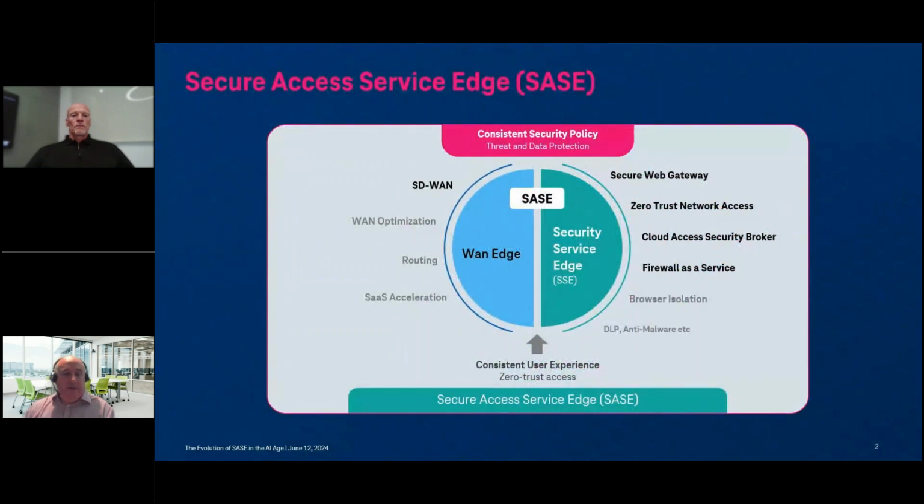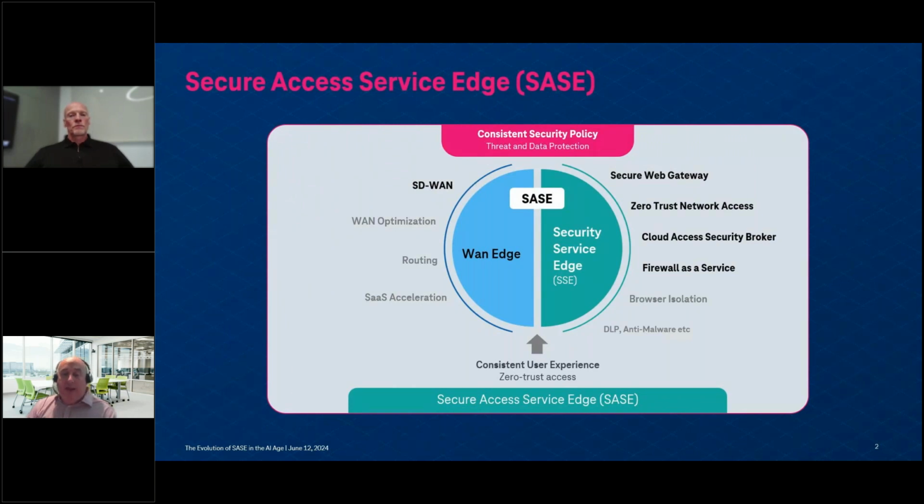Okay, so first question really: secure access secure edge, what is it and where did it come from? In 2019, Gartner produced a report that indicated that the SSE we were traditionally using needed an extra string to its bow. So they came up with a definition of secure access secure edge, which combined the elements of SSE with SD-WAN.